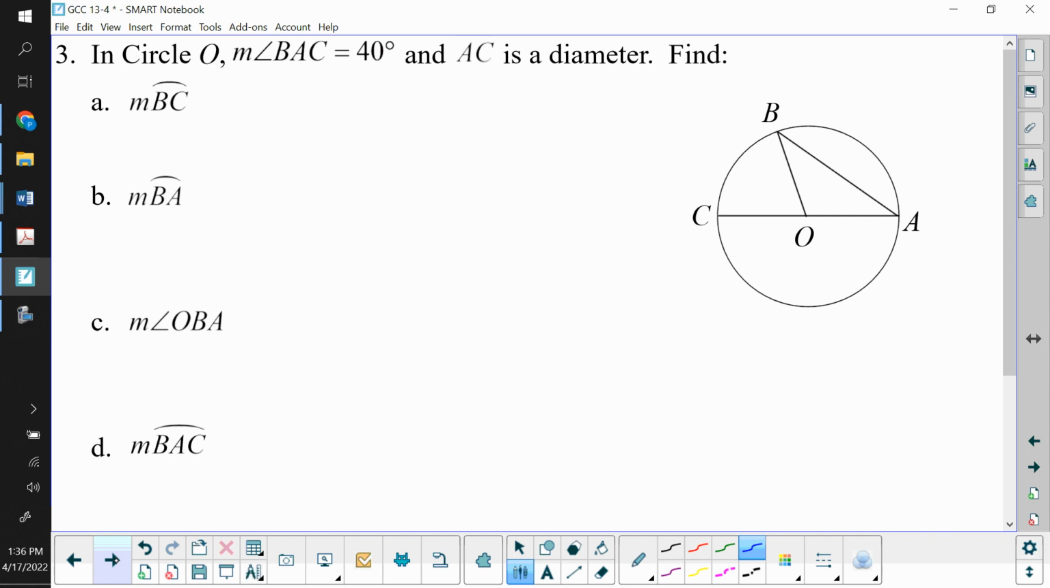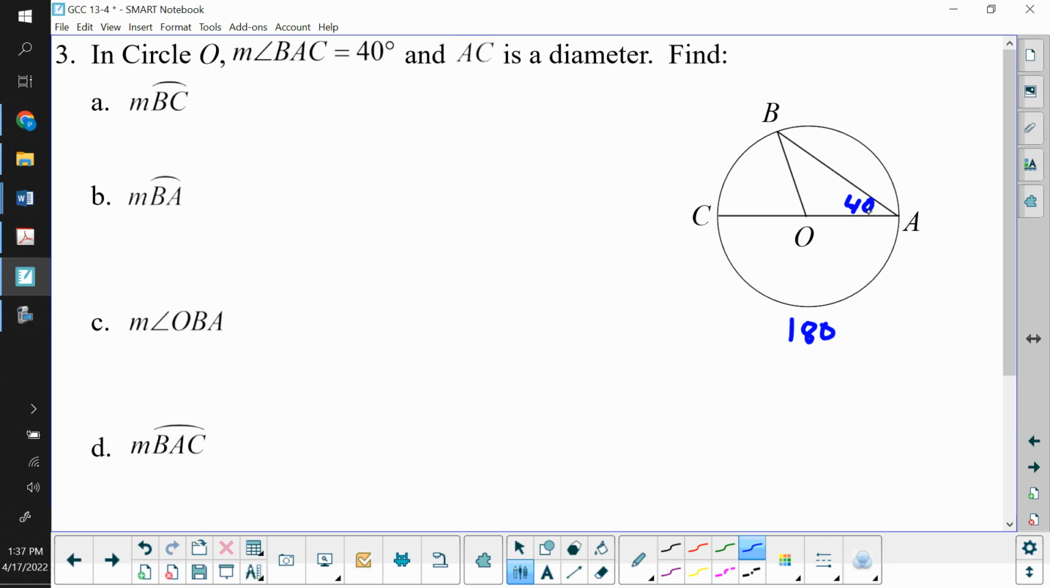In 3, we've got circle O, so that means we know O is the center. BAC is 40 degrees, so let's label that in our picture. And AC is the diameter. If AC is the diameter, we know this has to be half the circle, so this arc is 180. Well, always see if you can find all the arcs to start out.